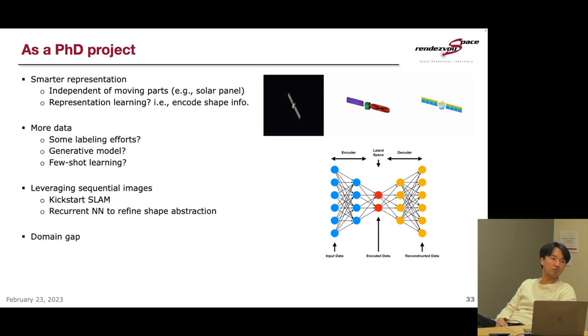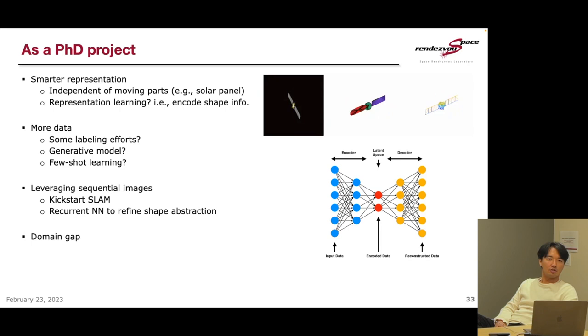So obviously, a smarter representation. I think moving forward, superquadrics might not be the way to go, and the reason I say is because there are a lot of ambiguities of different shapes. So you can see here, for example, for both solar panels, you can actually see that there are two different shapes that are kind of 90 degrees apart. So we need a smarter representation that does not rely on this kind of ambiguity.